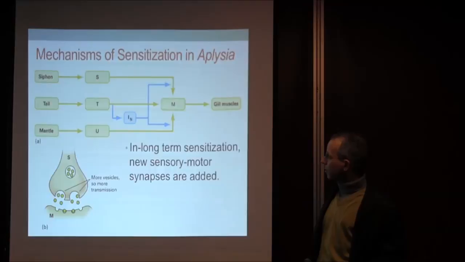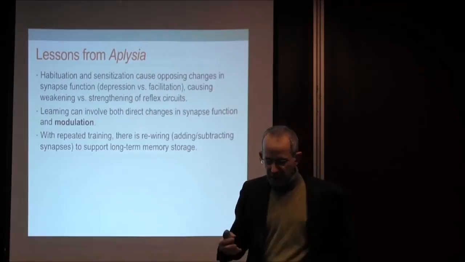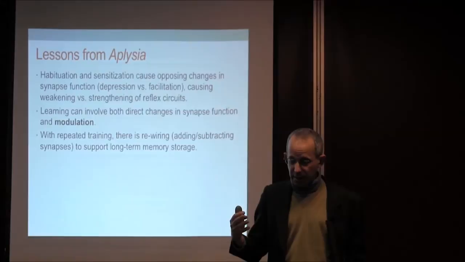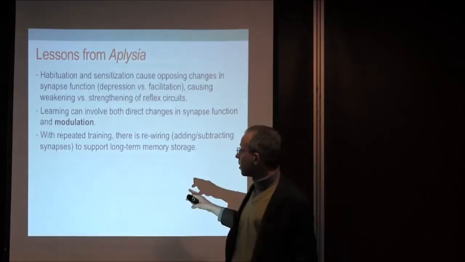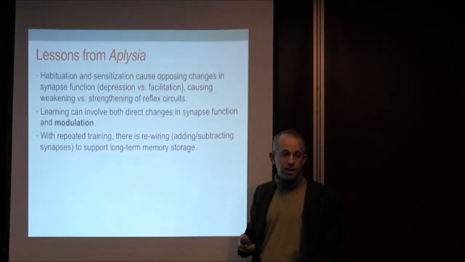So some of the lessons from this: habituation and sensitization cause opposing changes in synapse function, depression versus facilitation, causing weakening and strengthening. So this is very much like the embodiment of the Groves and Thompson model. Learning involves both direct changes in synapse function and modulation of their function. And with repeated training, there's actually rewiring. Although I didn't describe it there, there can be addition or subtraction of synapses, and that is what creates long-term permanent changes.